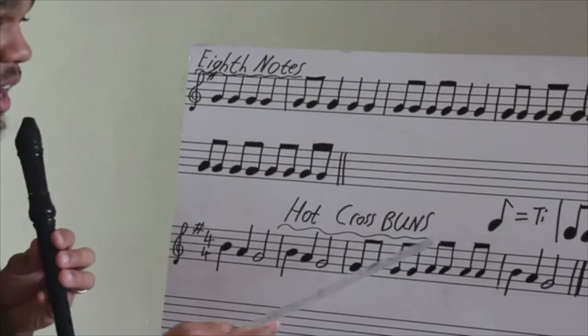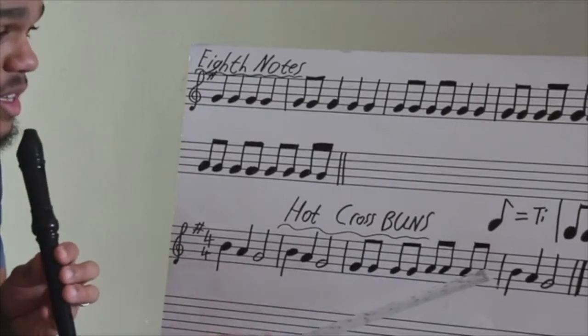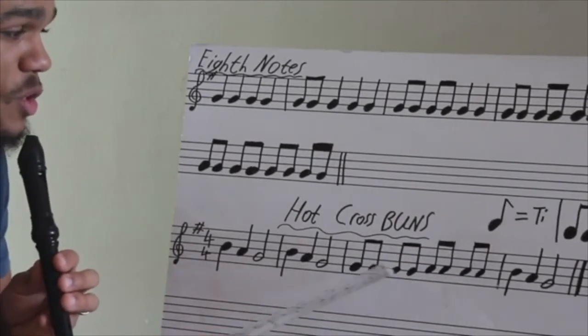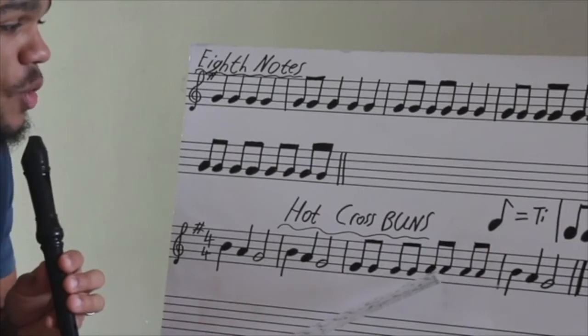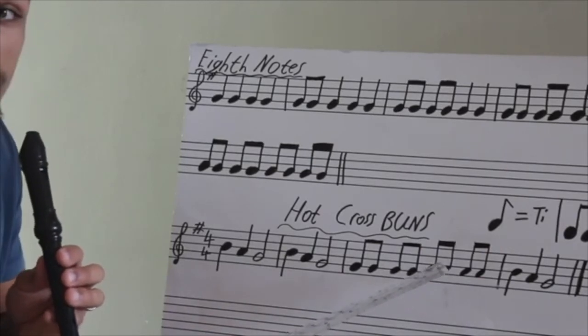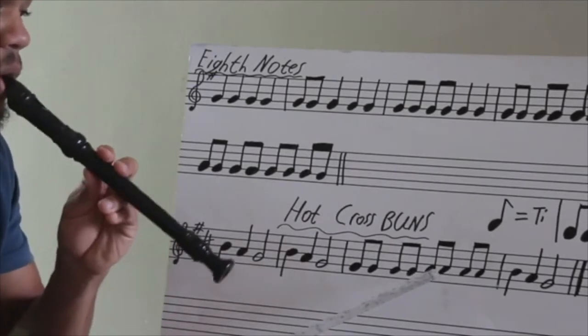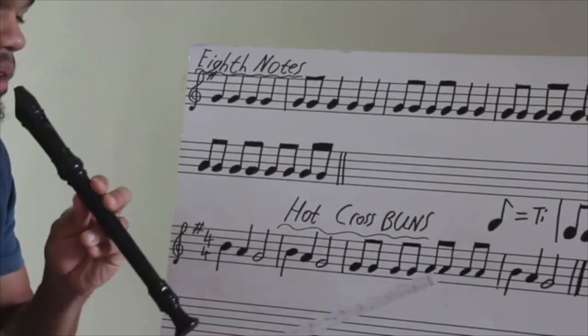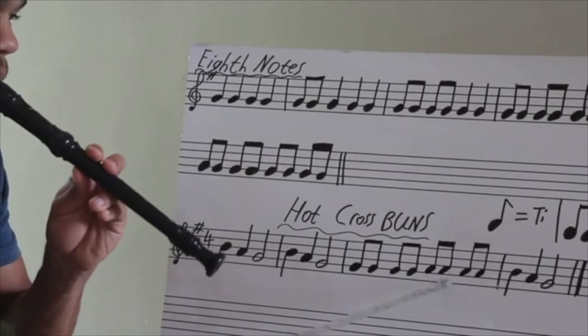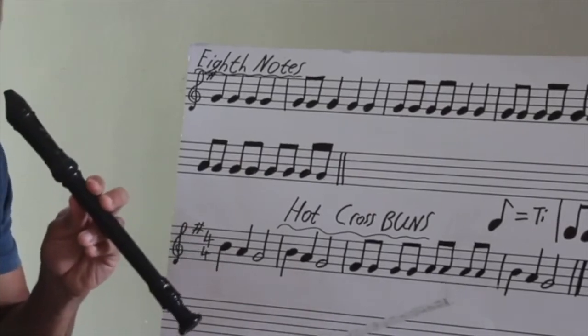Now let's go to these last two eighth notes, which are still the same as each other, but different from these ones. These ones are A. So we're going to play A in eighth notes. So hold your A, and let's blow. Go. Let's go.